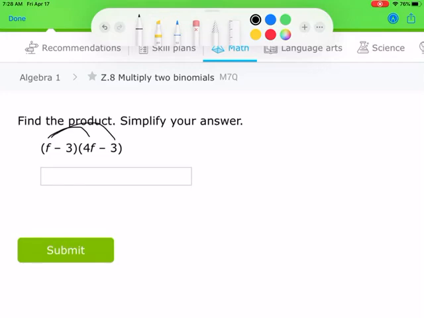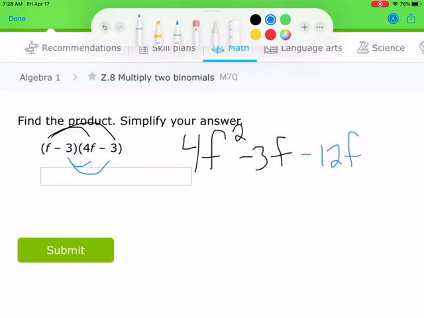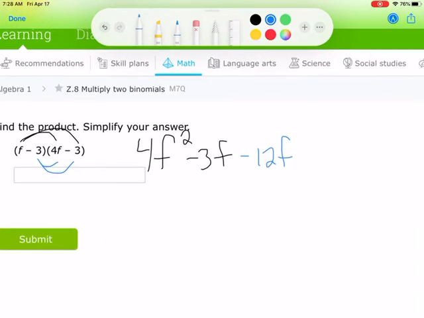So f times 4f, 4 times 1 is 4. F times f is f squared, so 4f squared. F times negative 3, be careful with that. F times negative 3 is negative 3f. Alright, so that one's done. I'm going to distribute the other one now. Negative 3 times 4 is negative 12f. And then negative 3 times negative 3 is positive 9.